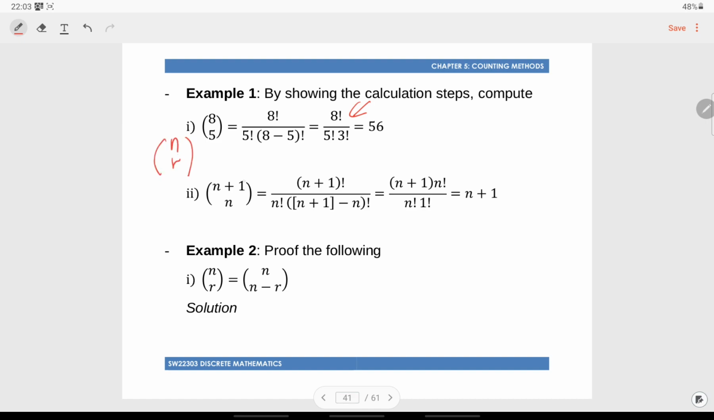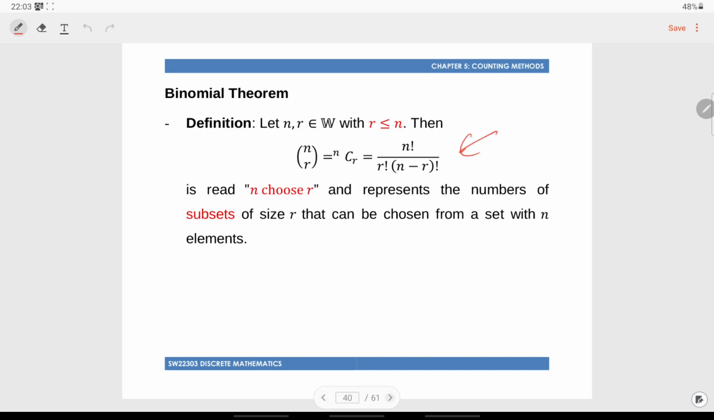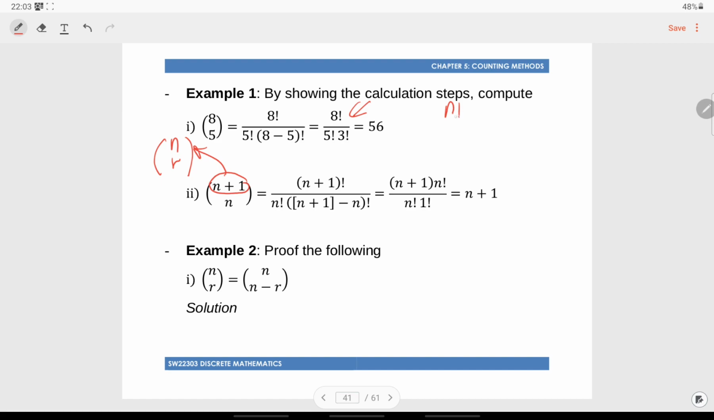Okay, so we have to consider that all the elements appear at the top of this parenthesis as n. So we can substitute all n in the formula as n plus 1 factorial. Okay, back to the formula. What is the formula? n factorial over r factorial times n minus r factorial. Okay, this is for nCr.